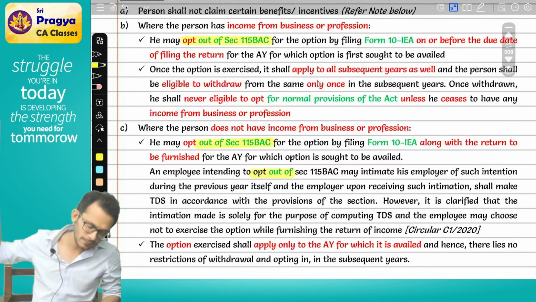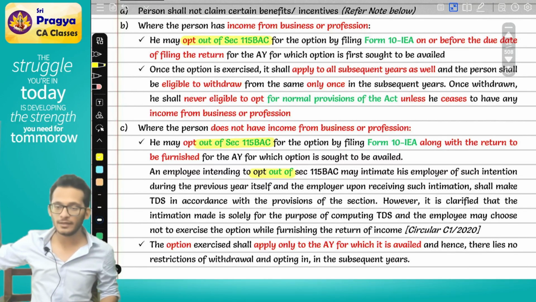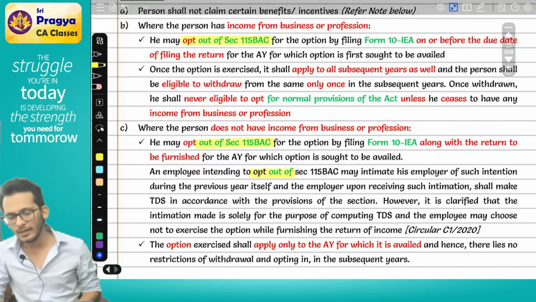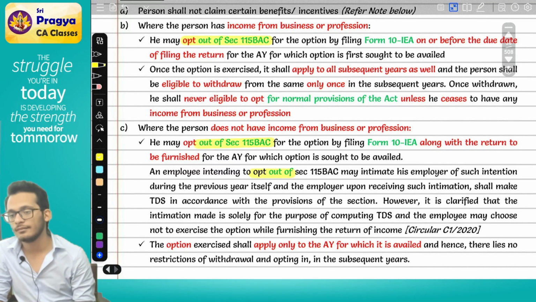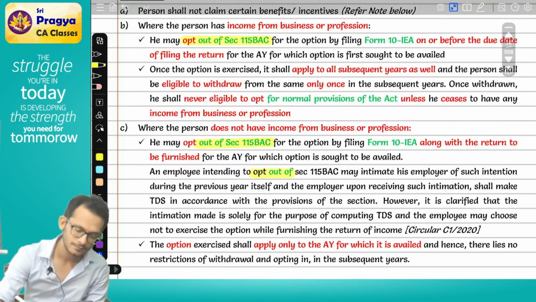If my memory serves right, you will find opt out in 3 places: in point B, in the first line; in point C, in the first line; and in point C, in the third line. Please highlight these three parts and keep. These are your amendments. Clear? Any doubts? Can we go forward?